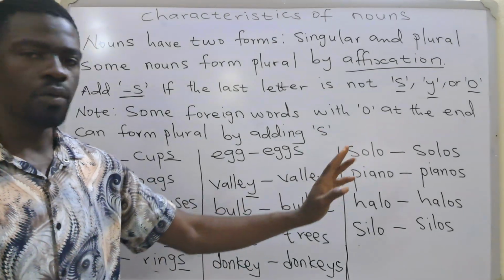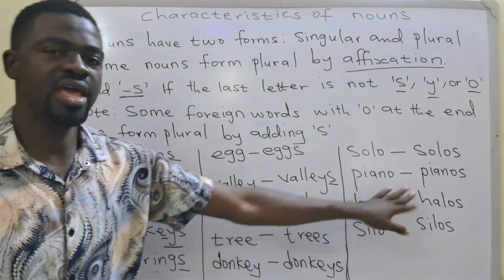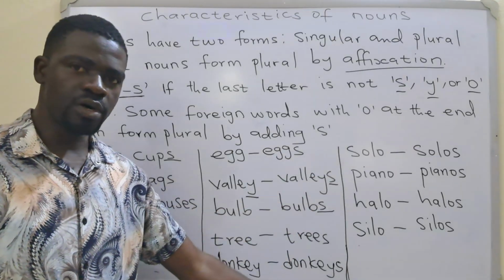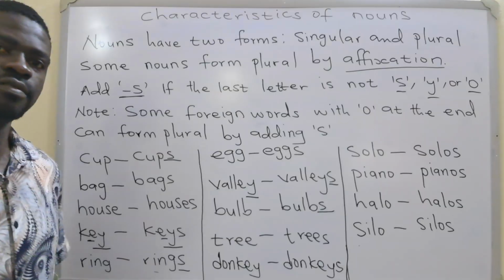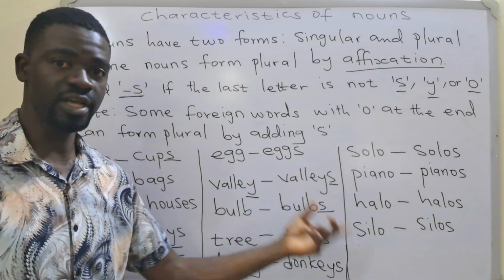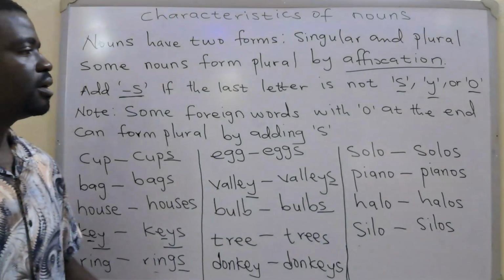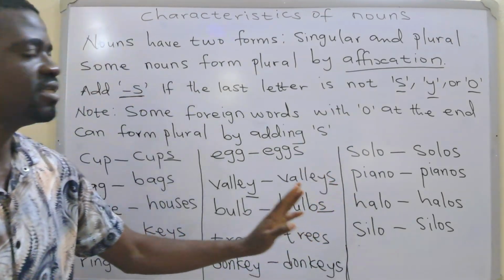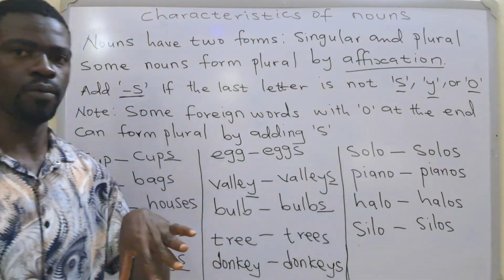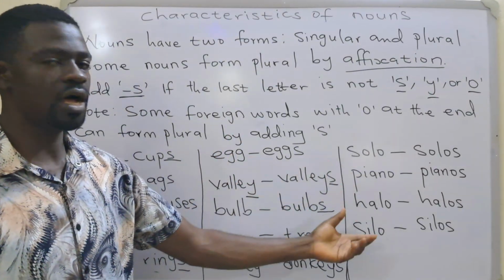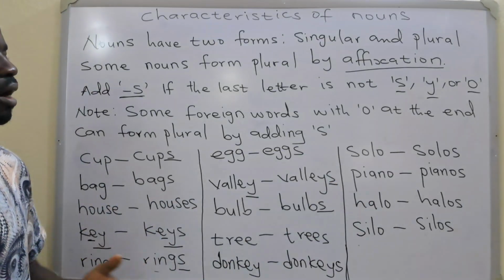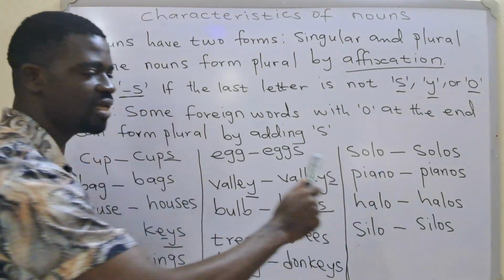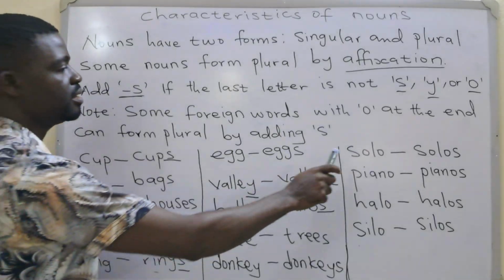For example, solo, you have solos. Piano, pianos. Hollow, hollows. Silo, silos. These are not originally English words, so they can take S to form their plural. But these are just few exceptions, and you can find this in writings. If you read books, if you read extensively, you're going to see some of those special words that can still carry S, even if the last letter is O. And if you look these words up in the dictionary, you're likely going to see the definition, the origin. You see the origin of these words, and that might make more sense to you why they still retain their S at the end to form plural, even though they end with O.